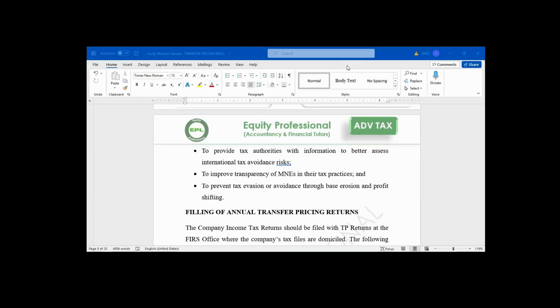Another objective of country by country report is to prevent tax evasion and avoidance through base erosion and profit shifting. To prevent tax evasion and avoidance through what? Base erosion and profit shifting.